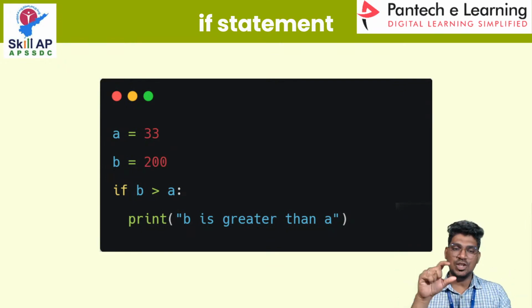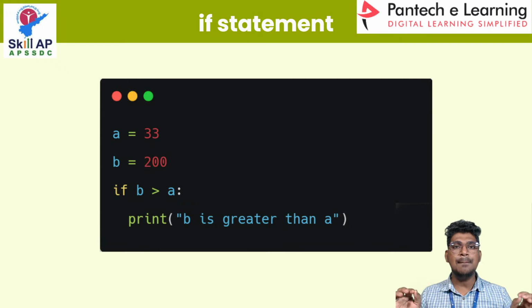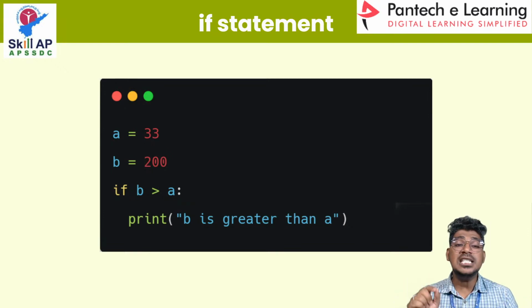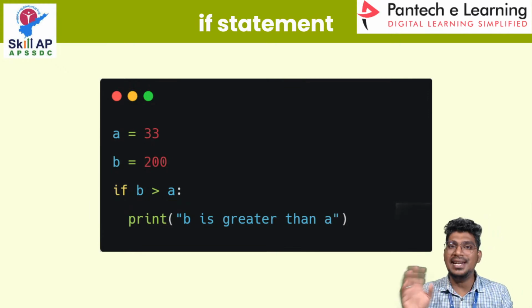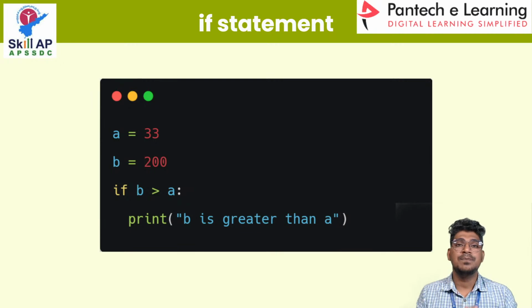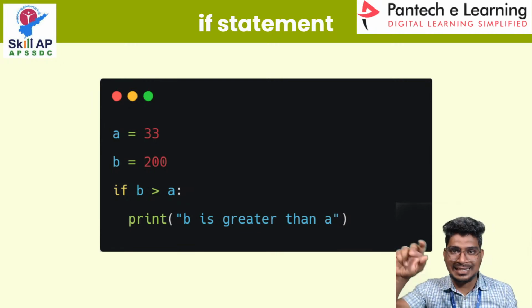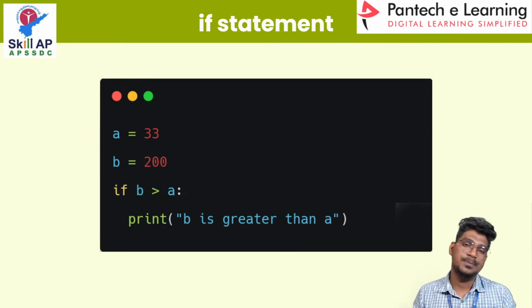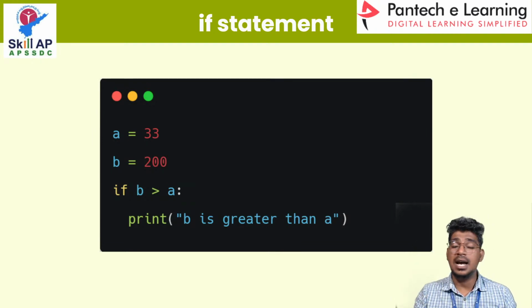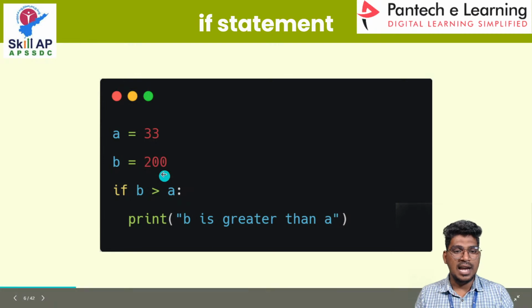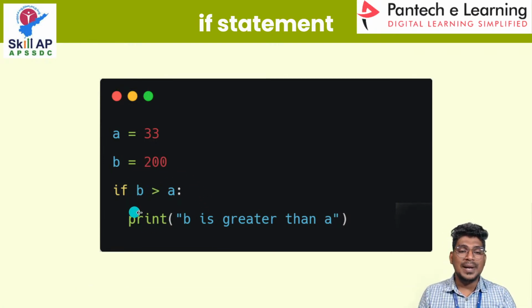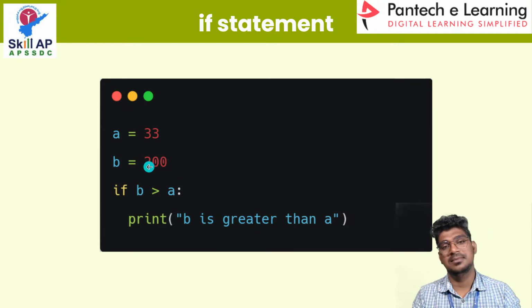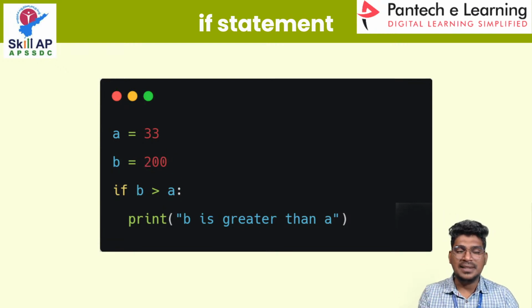For your understanding, I mentioned one particular condition here. For example, A is equal to 33 and B is equal to 200. Once you use the if keyword, it helps in creating a conditional statement. When you create a certain condition, it comes next to the keyword if. For example, with the help of the relational operator, B is greater than A. Here I created one particular condition, B greater than A. This is nothing but the condition.